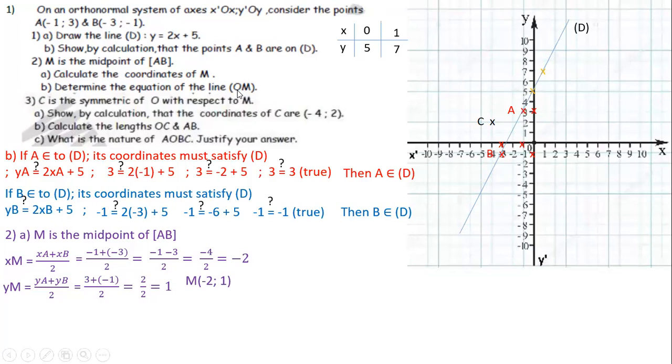Okay, Column, can you tell me what are the coordinates of O? I assume that O is the center of the axes, so it's 0, 0, right? Yes, the coordinates of O are always 0, 0. And we are given the coordinates of M. We calculated the coordinates of M: minus 2, 1. So to find the slope, which rule do we use, Column? The slope is equal to? It equals ym minus yo over xm minus xo.